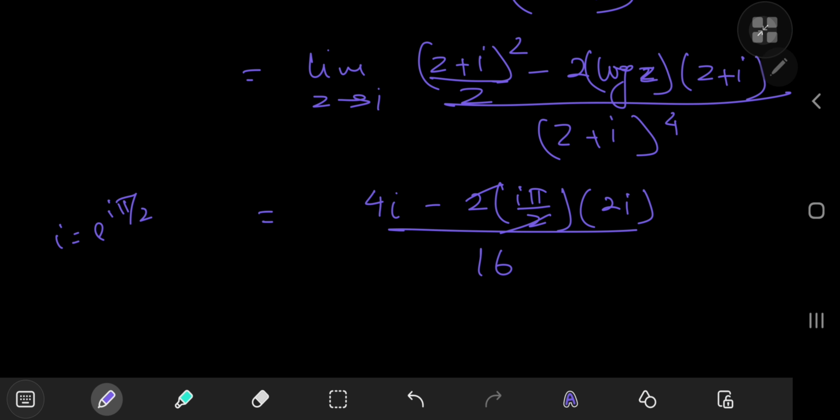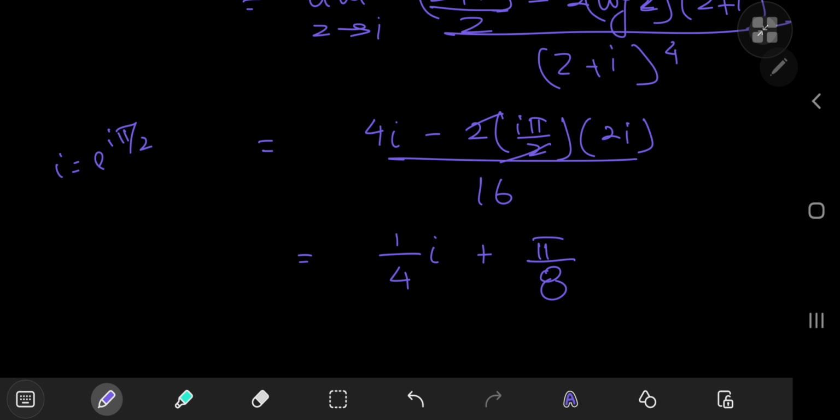Okay, so that means we finally have 1 by 4 times i, and i squared is negative 1, so that's a plus sign there. Again, 2, that's a pi by 8 in this case. Okay, everything seems to be working out quite nicely.